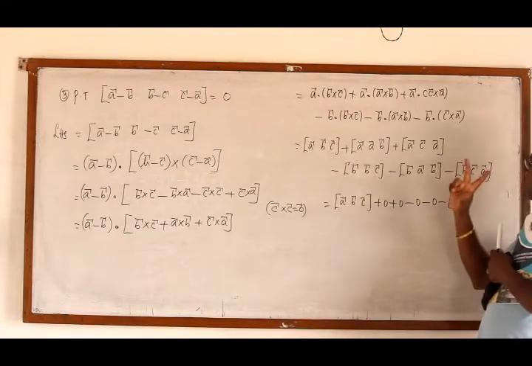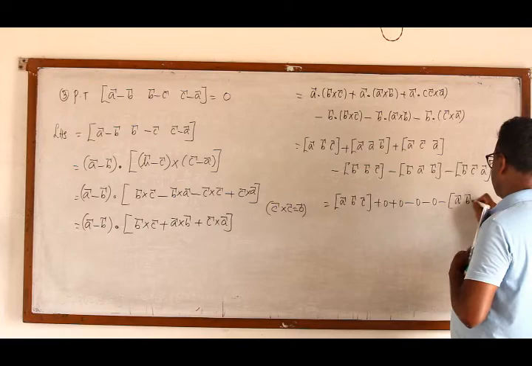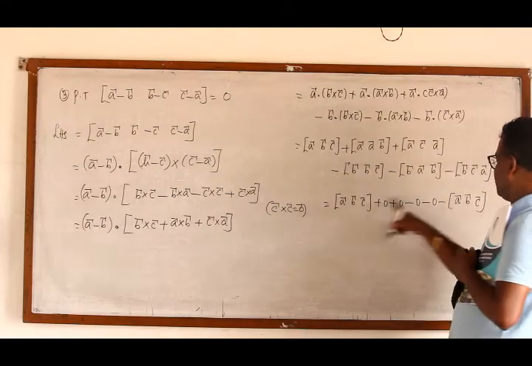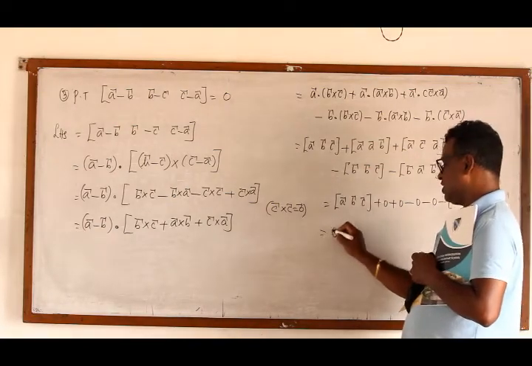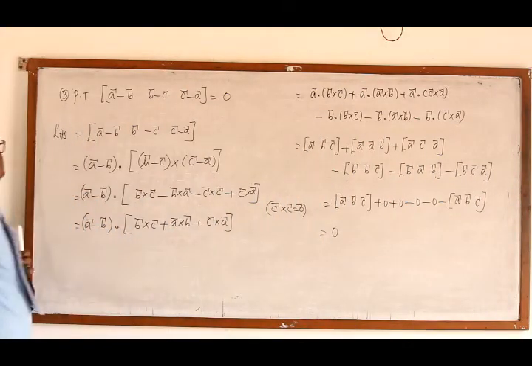[B C A] in the right hand system, [C A B] can be written as [A B C]. So plus [A B C] minus [A B C], that also becomes 0. So with that, problem 3 is over.